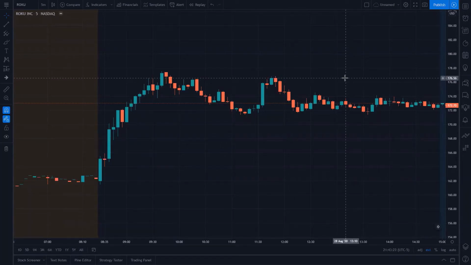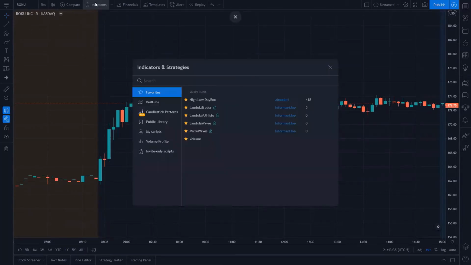Of course. First, you're going to go to tradingview.com. And if you don't have a TradingView account, please use our affiliate link. At the top here, you're going to see the indicator tab. So just click on this.